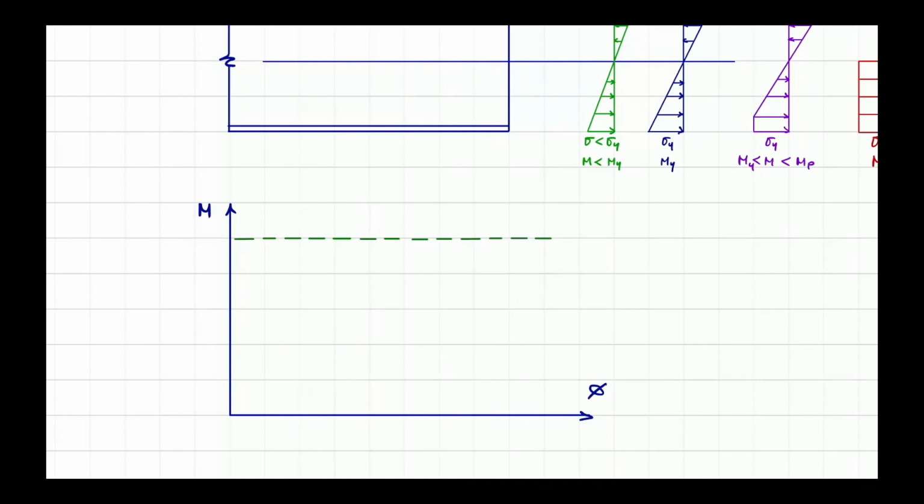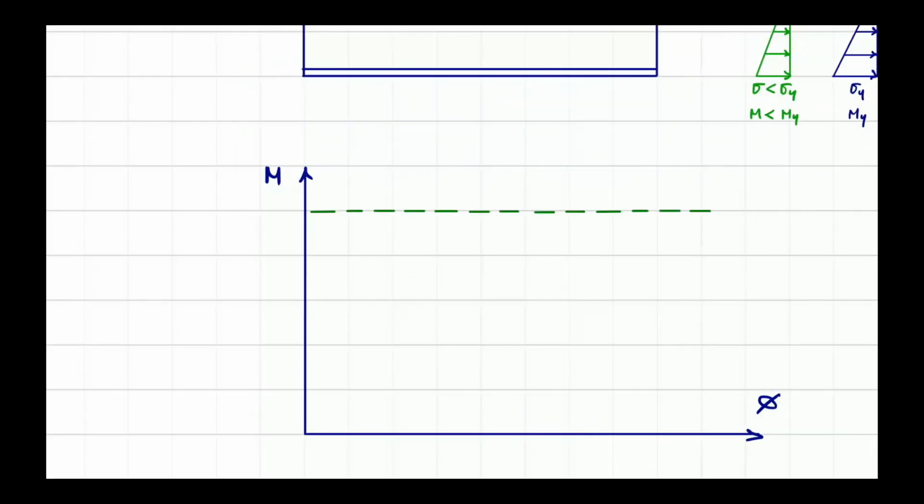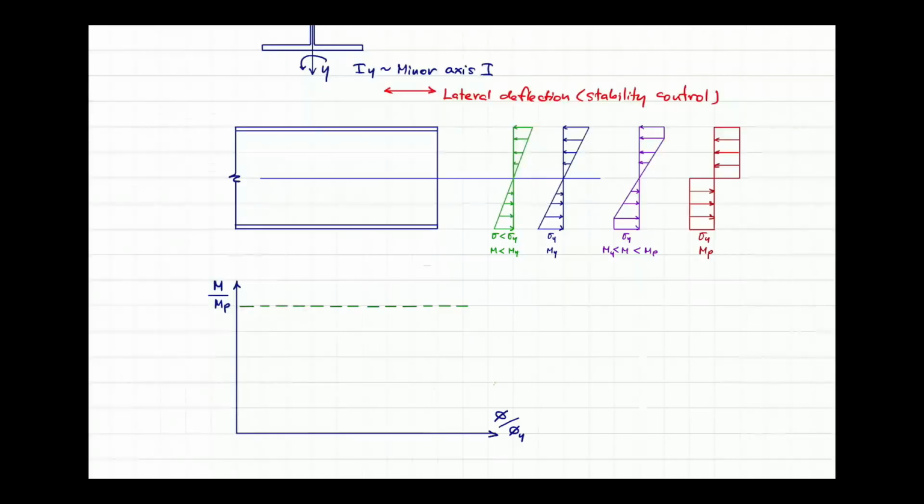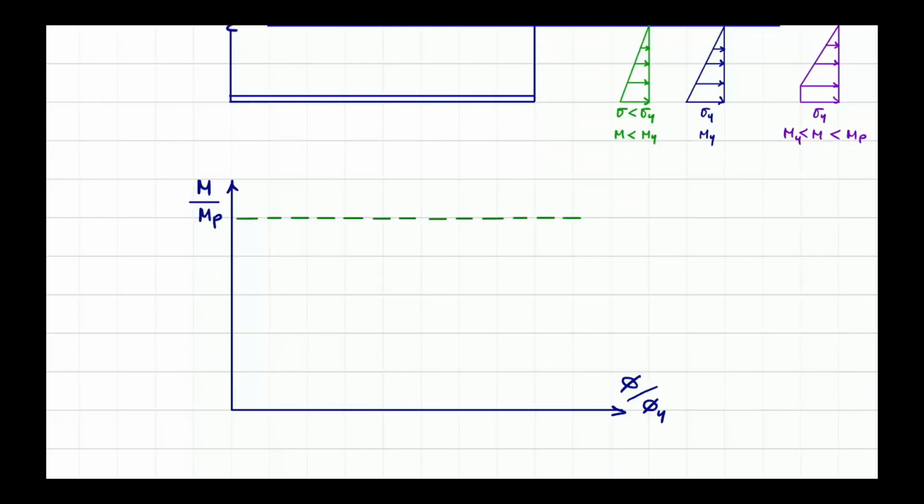Well, I think I normalize this such that it is possible to plot several responses in the same graph. First of all, I use the normalized axes M over Mp and phi over phi y.